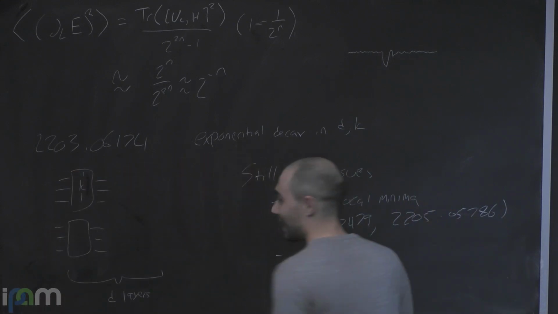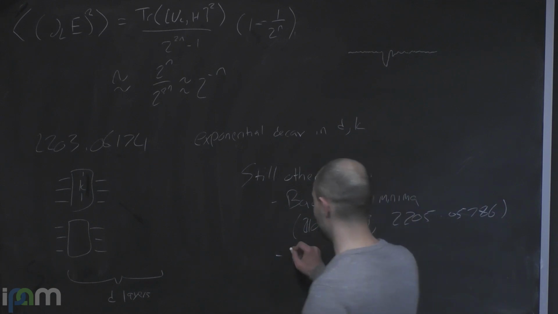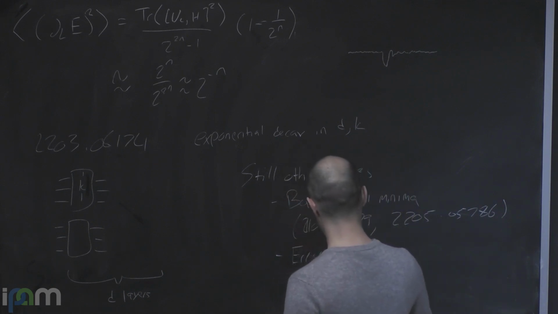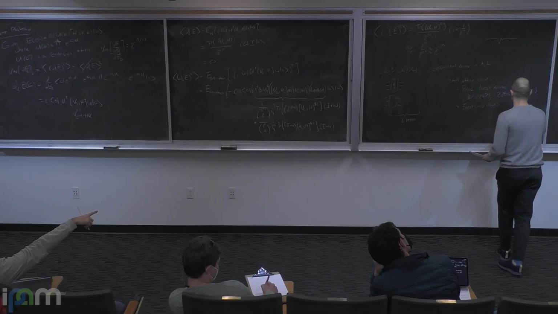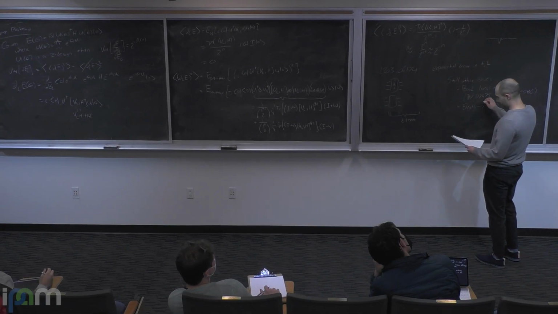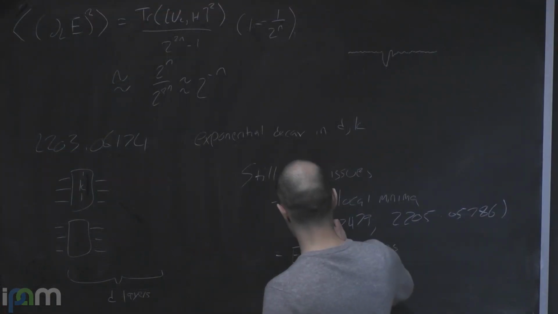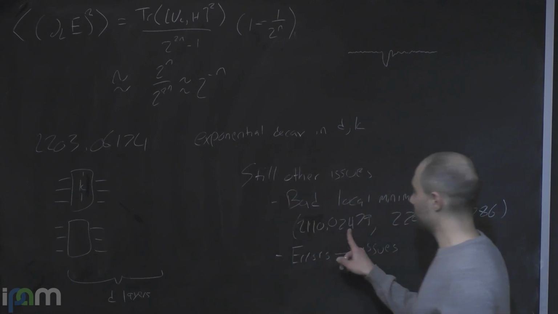Another issue is gate errors. Quantum computers have gate errors, and this also leads to the same issue. The left arXiv number is 2110.02479. And what are the first 4 digits? 2110.